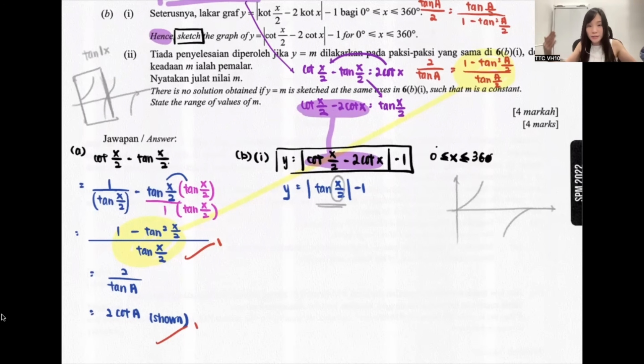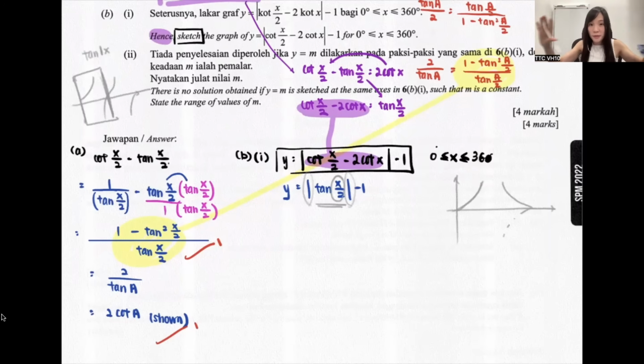Then tangent x over 2 outside got a modulus. Then please do the modulus first, okay, my dear? Modulus is the nearest to you. Please do the modulus. Modulus means everything positive. So the top one, stay on top. The bottom one, go to the top. Just everyone go to the top. That is the meaning of modulus. Modulus means semua positive. So negative jadi positive, positive, still positive.